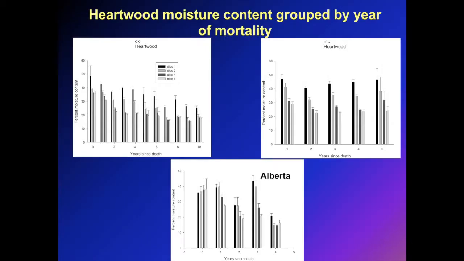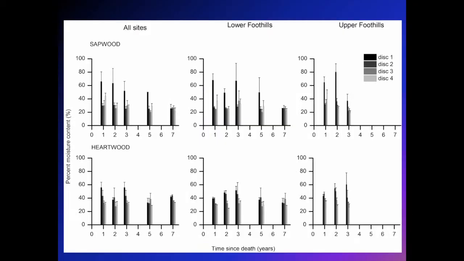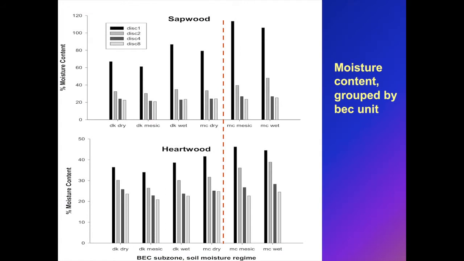In the case of the heartwood, which is already at a lower moisture content anyways, we see the same decrease, and again the same retention of moisture in that basal disc. In Alberta, this is again the mixed wood, a similar relationship. And now we focus on the bottom graphs here, and you can see that there's not a lot of change in the heartwood moisture content in the foothills area. It's already quite dry, and there is some effect of mortality, but not that much.